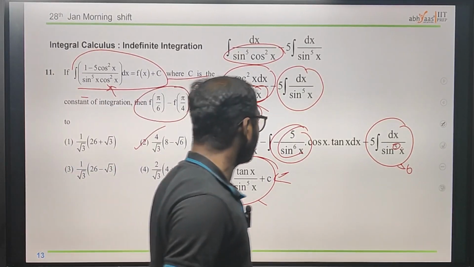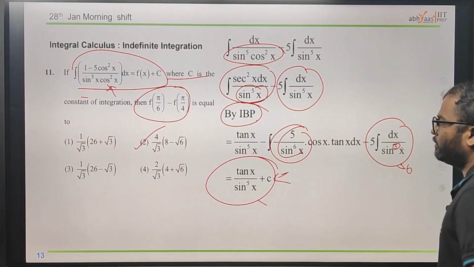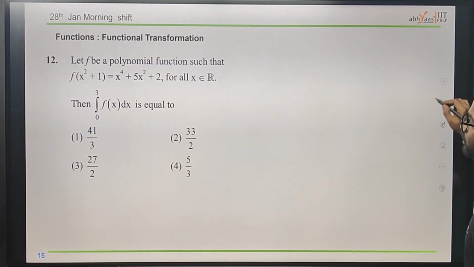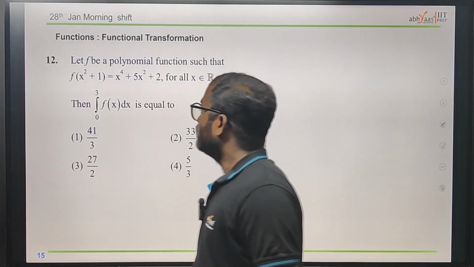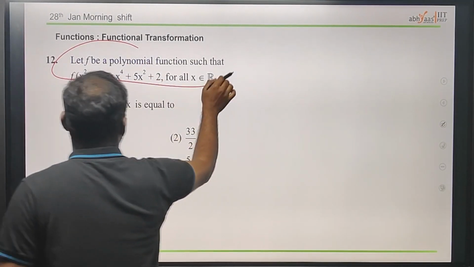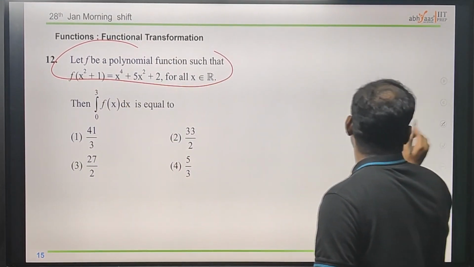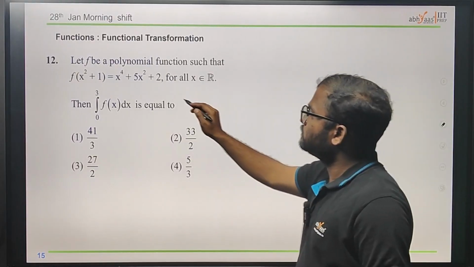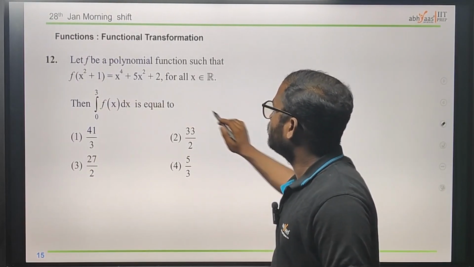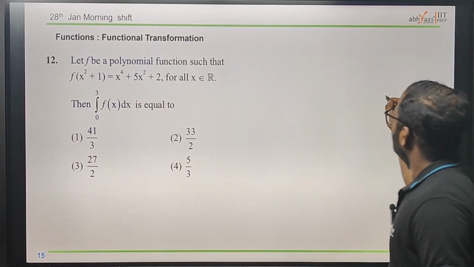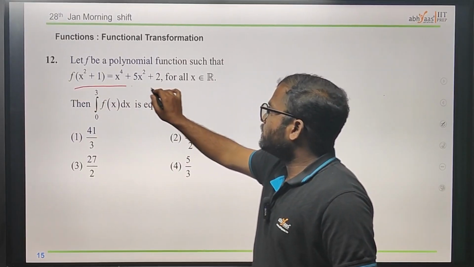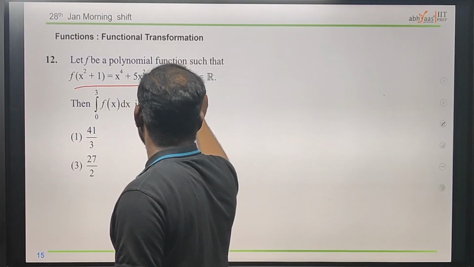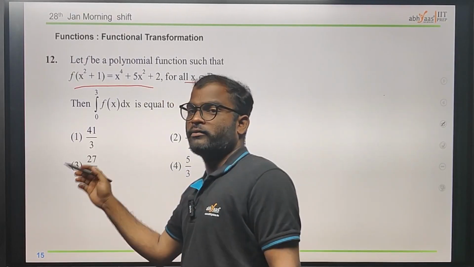Okay, and because it is odd, cancellation will be possible. Now functional transformation: let f be a polynomial function given by f of x square plus 1 is equal to x to the power 4 plus 5x square plus 2, for all x belongs to R. Then what is the value of the integral from 0 to 3?